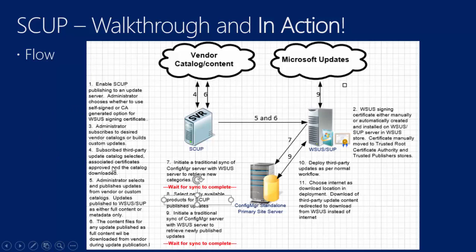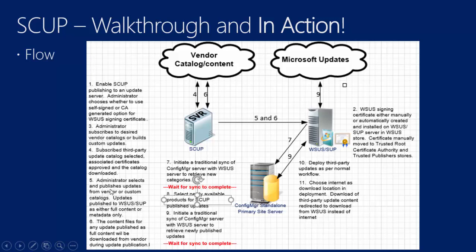If you do subscribe to third-party catalogs, then step 4 is those catalogs need to be downloaded along with any associated certificates. So I did that, and you saw me approve the certificates. That's step 4, where the SCUP application is going and downloading the content from the vendor. And then step 5, the administrator selects and publishes updates from the vendor or custom catalog. I keep saying administrator. It could be anyone who uses the SCUP console, even developers, whatever. Updates are published to the WSUS SUP as either full content or metadata only, right?